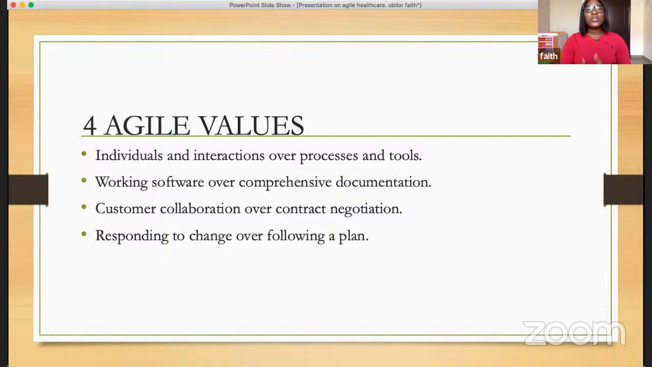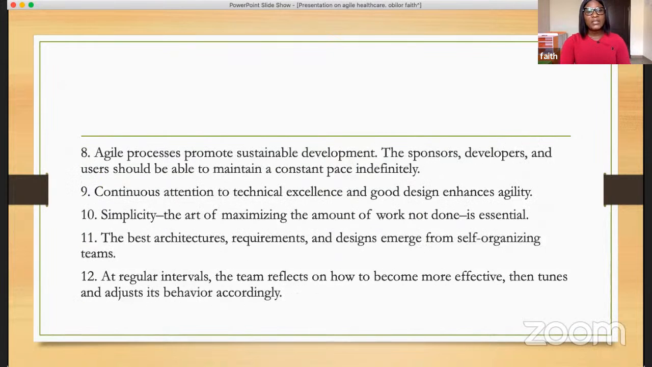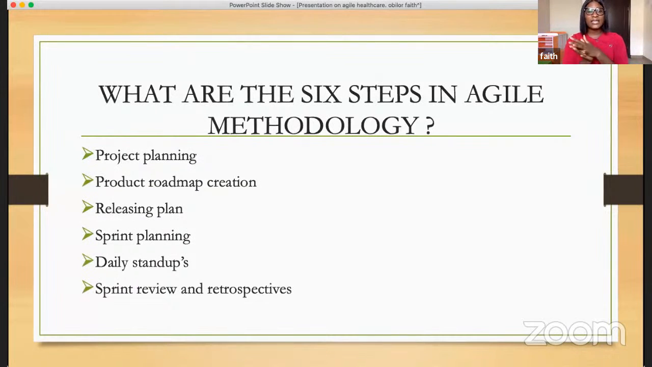So what you need as a healthcare personnel, the only thing that can happen is for you to give your patient adequate knowledge about this procedure, and it's left for the patient to agree or not. The patient can say, okay, I'm not doing this procedure. You can't actually impose it on the patient. So that is it about responding to change over following a particular plan. So I'll be moving on to the 6 steps. I'll be implementing this in the healthcare system, basically.